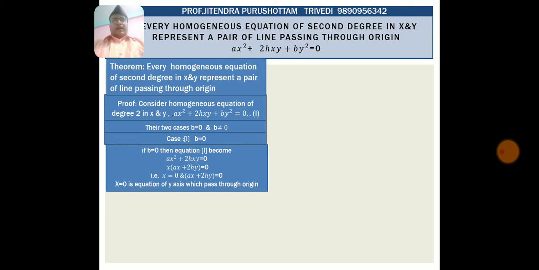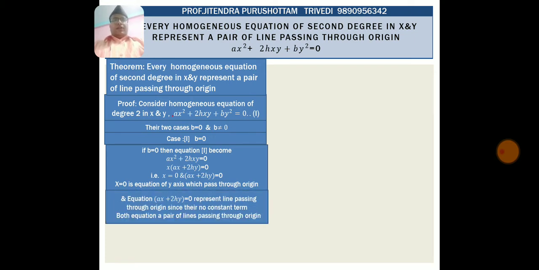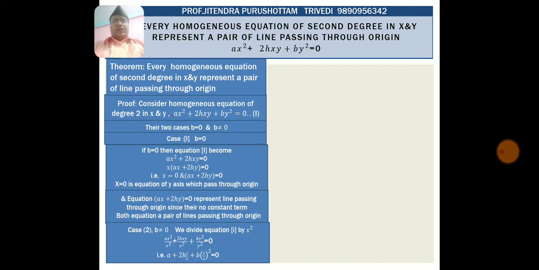We know that x = 0 is the equation of the y-axis, and the y-axis is also a line which is passing through origin. Next, ax + 2hy = 0 is also the equation of a line, and that line is also passing through origin because there is no constant term. Hence we get two lines passing through origin for case 1, that is b = 0. Now we study the next case, that is b is not equal to 0.